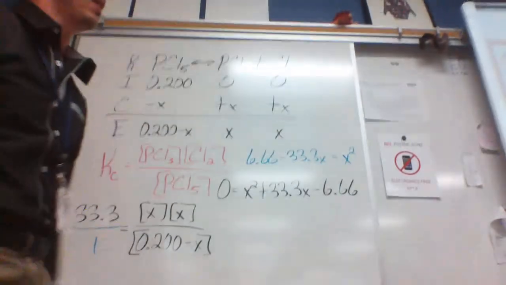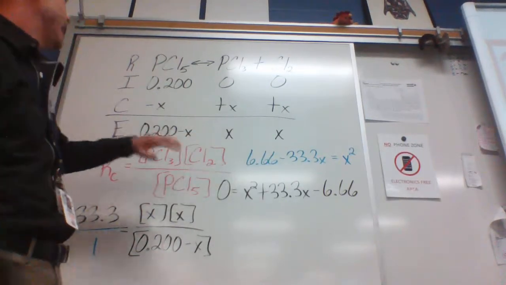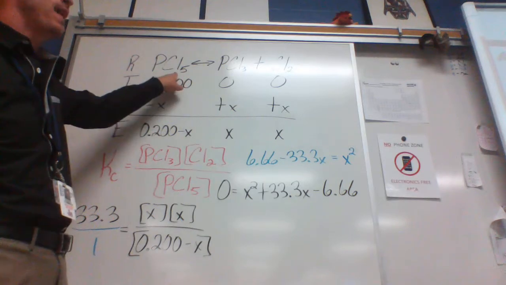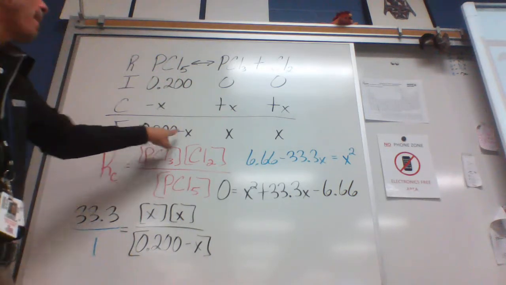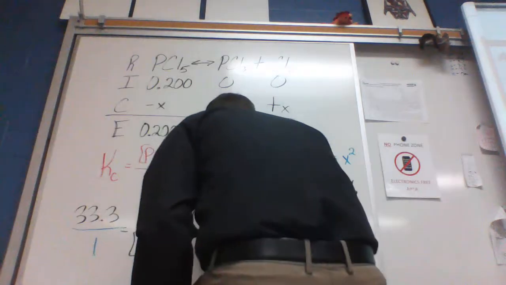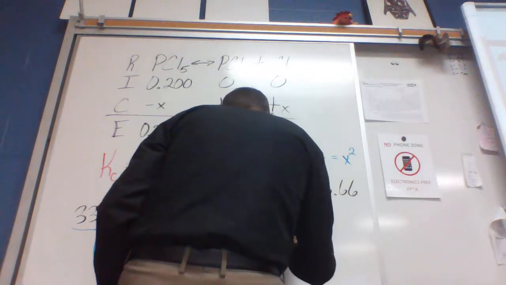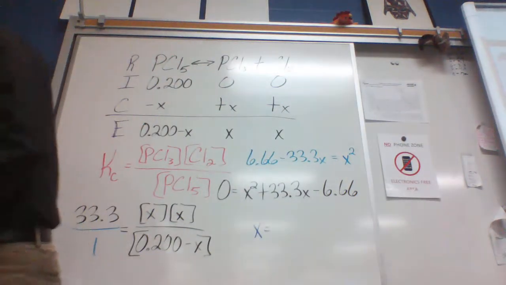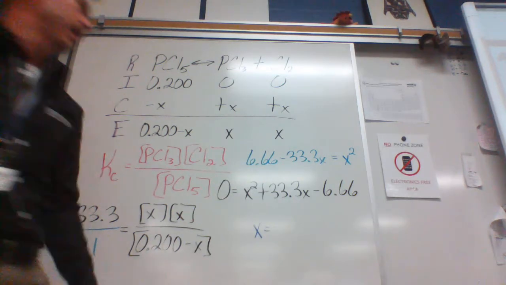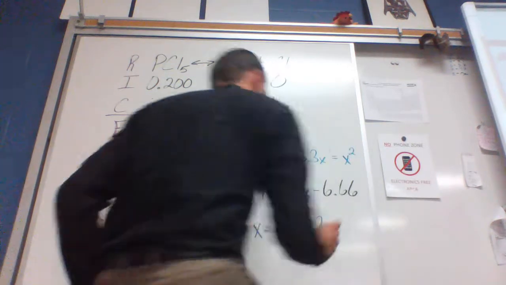Well, we solved for x. Now we have to figure out what the question's asking. Remember, we found the value of x. If it wants the concentration of PCl5, no, that's not the answer. It would be that number minus that answer. So make sure that you realize what you got. What I have here is x equals 0.199, I think. Yes, 0.199, because you round it up. Very good. Well done.